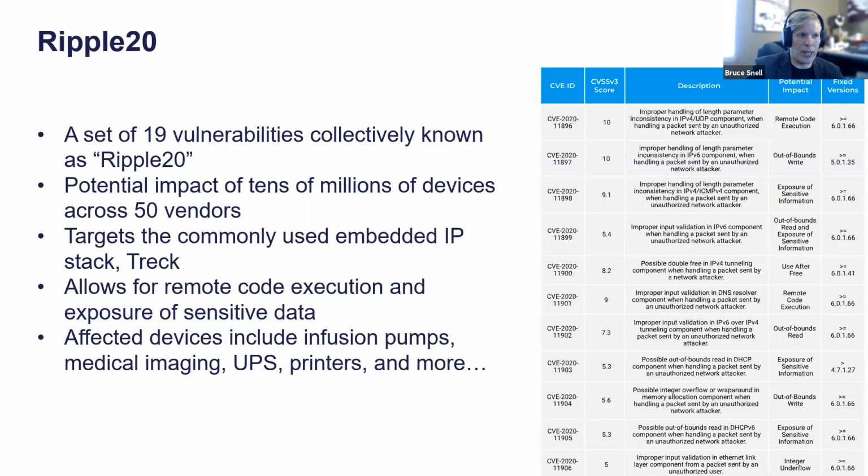So these are things like infusion pumps, or medical imaging, or printers, what have you. Basically anything that needs a compact operating system and needs an IP stack for that, they're using this off-the-shelf library. Well, the problem is that library has now become vulnerable, and now there are tens of millions of devices that are impacted by this series of vulnerabilities.